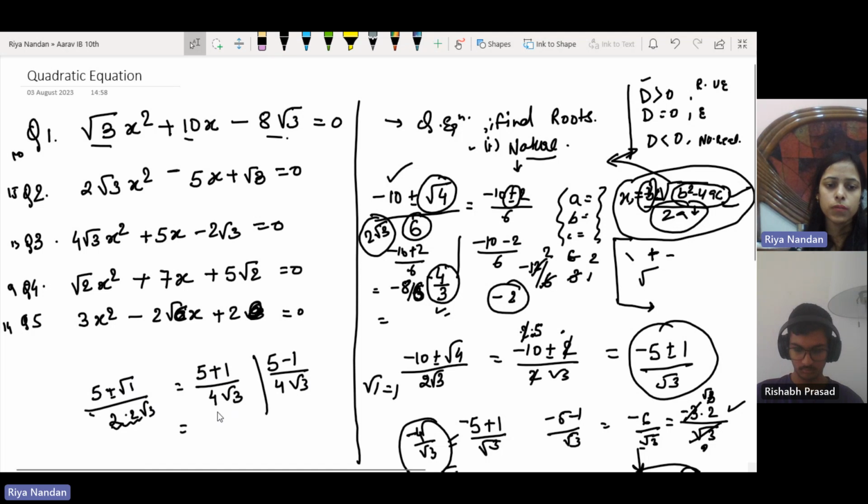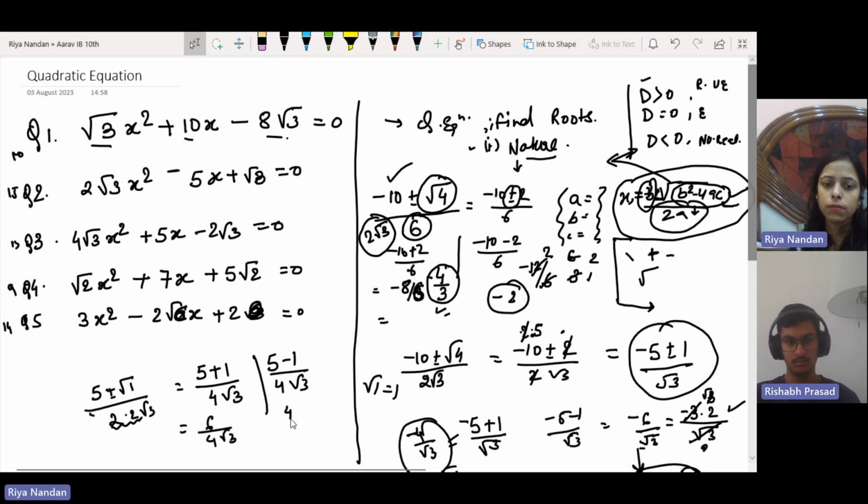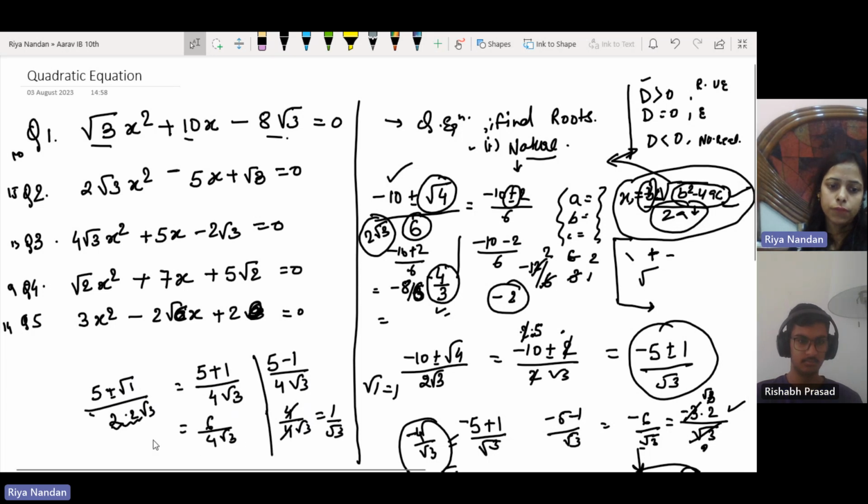Simplify this: 5 plus 1 is 6, so 6 upon 4 root 3. 5 minus 1 is 4, so 4 by 4 root 3. It means 4 by 4 would be cancelled. The answer would be 1 by root 3.